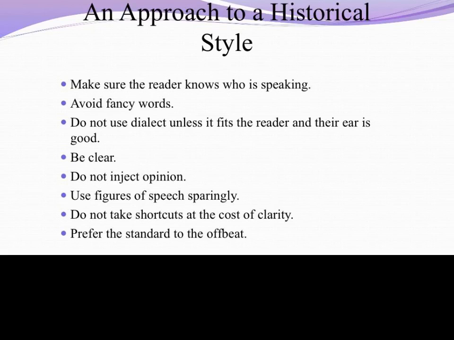Okay, I believe we left off talking about the difference between dialect and accent, so we're going to start with being clear. It's very important that you're clear in the message that you want to get across to the reader, and that really also reflects injecting your opinion.